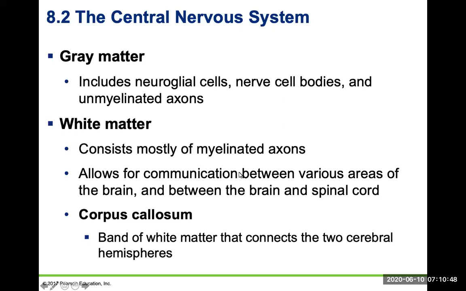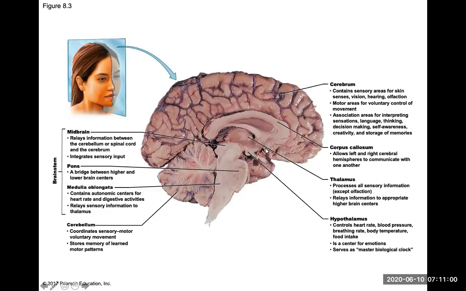The white matter allows for communication between various areas of the brain and between the brain and spinal cord. And the corpus callosum is a band of white matter that connects the two cerebral hemispheres together. If we go back to this picture, here's your corpus callosum. It's this area of white matter that connects the two halves of the cerebrum together.